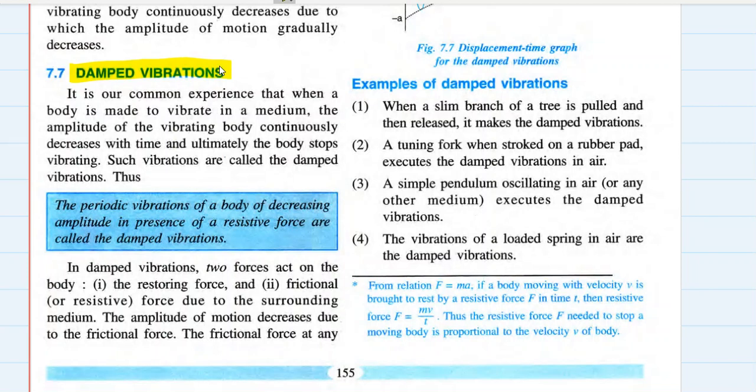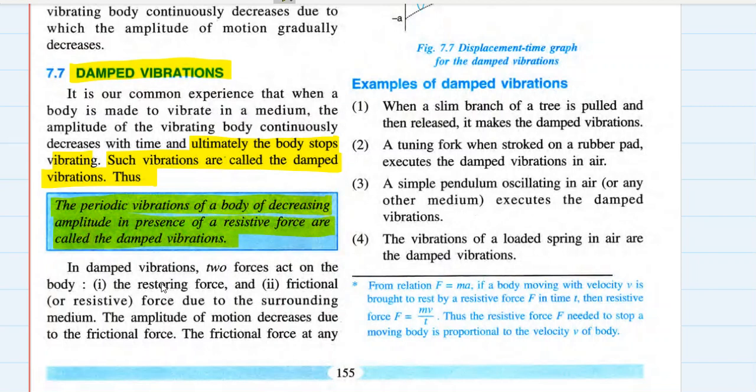It is our common experience that when a body is made to vibrate in a medium, the amplitude of the vibrating body continuously decreases with time, and ultimately the body stops vibrating. Such vibrations are called damped vibrations. Thus, the periodic vibrations of a body of decreasing amplitude in presence of a resistive force are called damped vibrations.